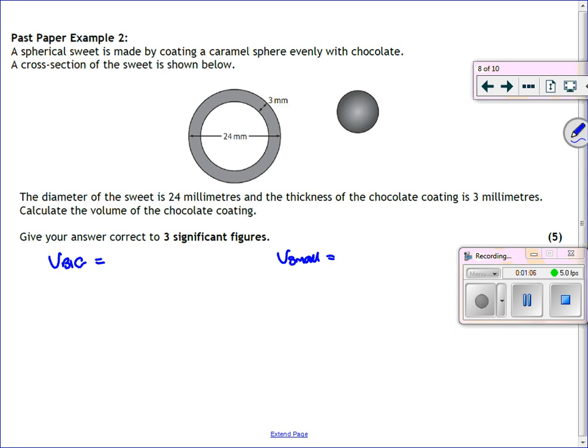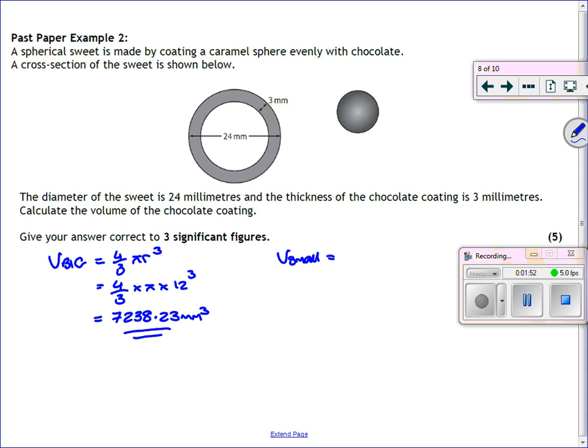So the volume of the big sphere, formula for that is 4/3 pi r cubed. So that's going to be 4/3 times pi. Now the diameter is 24, so the radius is 12. It's going to be 12 cubed. So let's go ahead and work that out then. So it's 4/3 multiplied by pi multiplied by 12 cubed, which is going to give us 7,238.23 cubic millimeters.